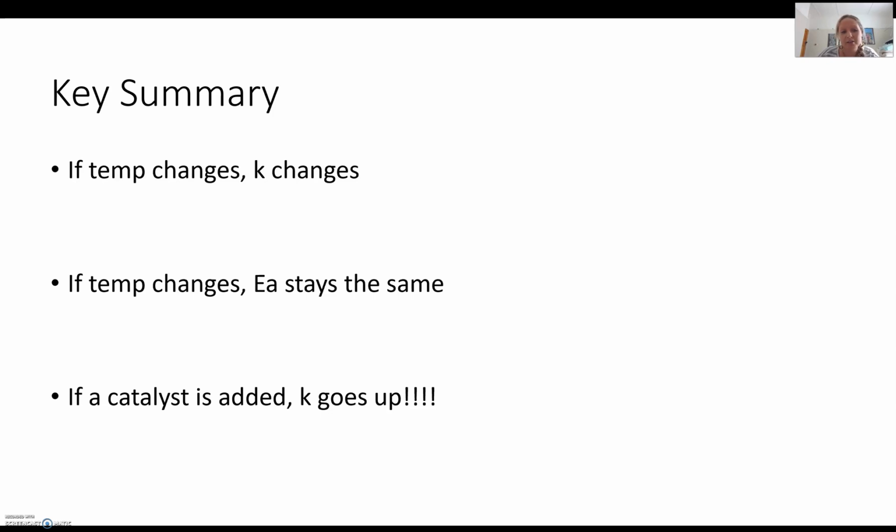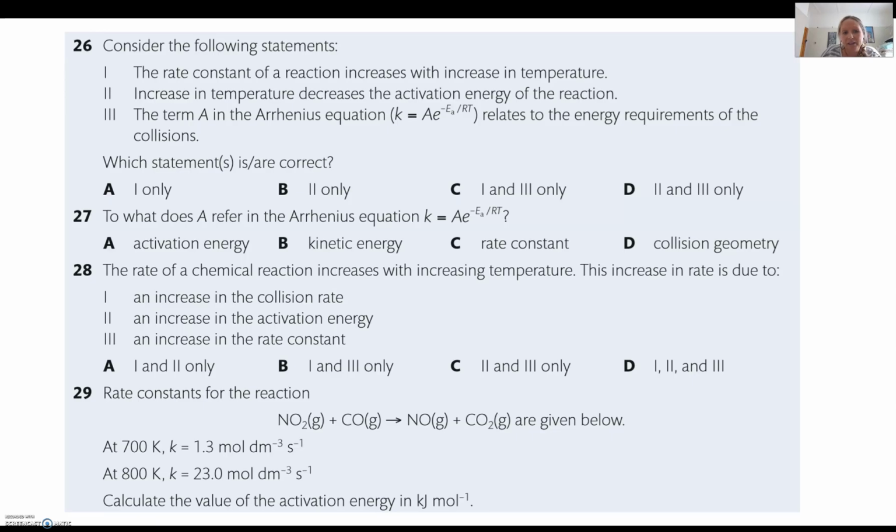So here are 3 summaries. If temperature changes, the rate constant changes. If temperature changes, EA stays the same. And if a catalyst is added, the rate constant goes up. Please complete these questions. That's all for activation energy.